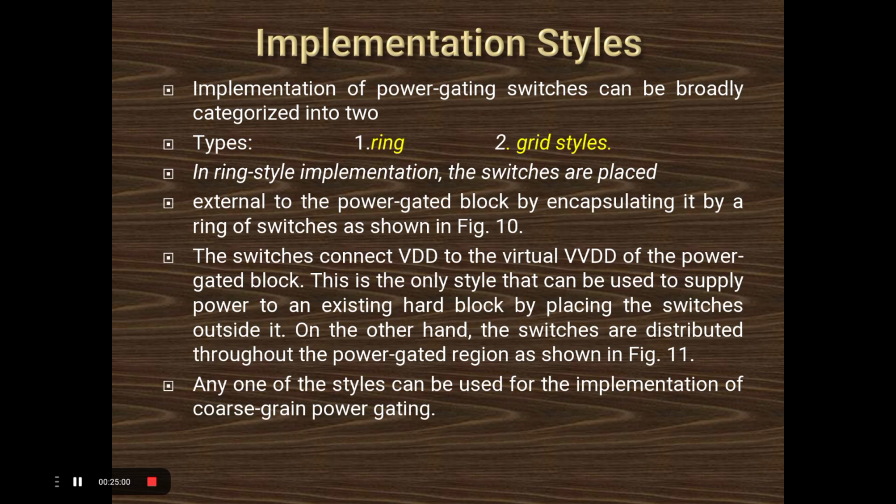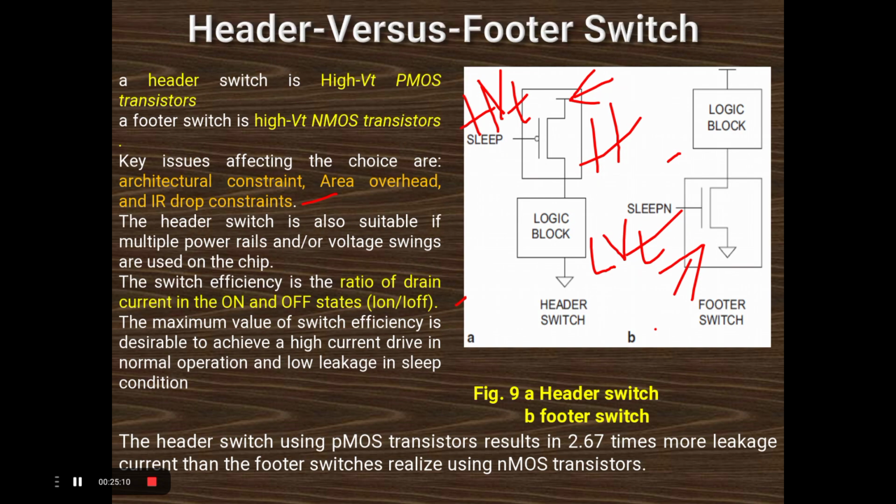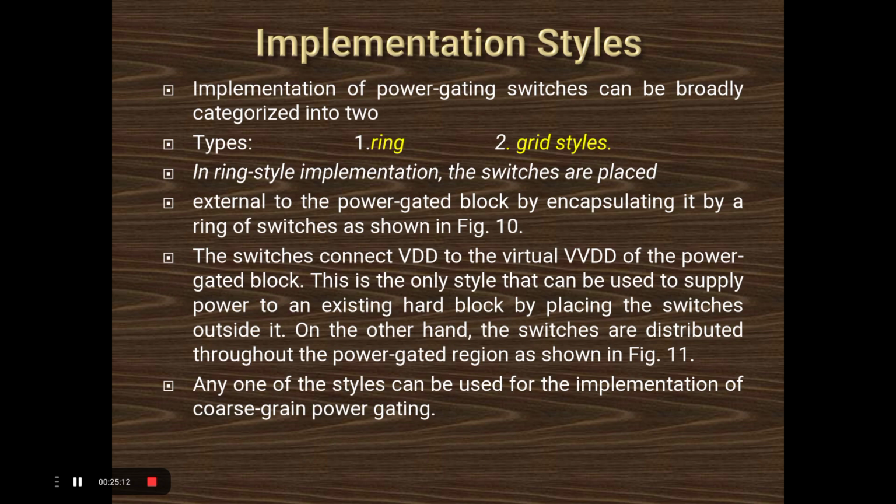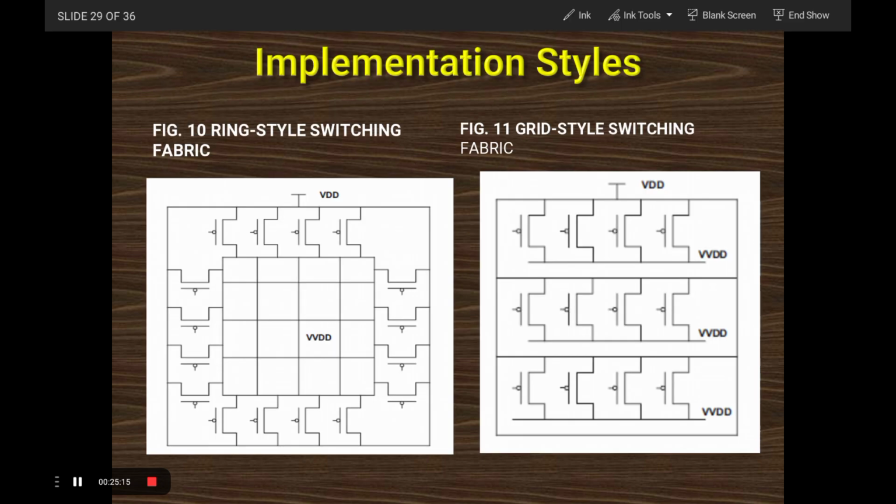So these are some implementation styles. That means how we are going to implement the corresponding switches, and obviously it can be performed with the help of two styles. One is ring type, and the second one is grid type. The name itself, ring type, let us see here, these are the two styles. Here all the switches are connected to the VVDD, that is the virtual VDD, in a particular fashion. It's like a ring fashion. That's why it is called a ring style.